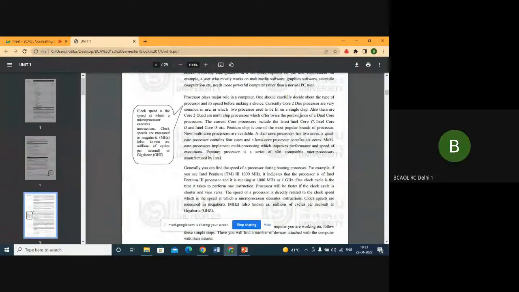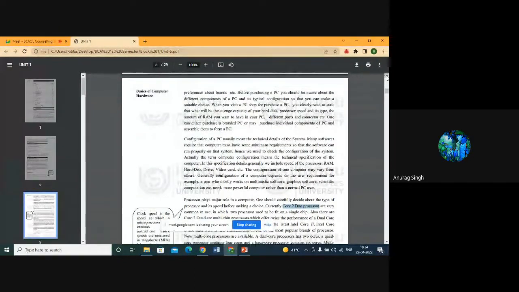So they are talking about processors. Currently Core 2 Duo processors are very common, but nowadays Core 2 Duo is not there. You have i3, i5, i7, right? Intel's. Yes, ma'am. So they are talking about different kinds of processors, and how the processor speed is calculated. In what measurement? Hertz. Yeah, it's gigahertz.